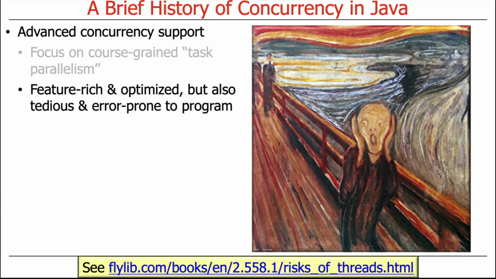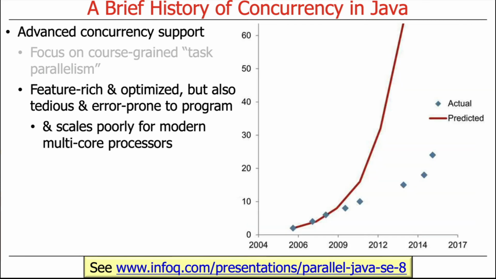These primitives are feature-rich, they're very optimized, but they're also tedious and error-prone to program, which can be inconvenient. The other problem with this style of programming is it doesn't scale up very well on modern multi-core processors, where we have a lot more than 2 to 4 cores. Just as an example, my humble MacBook here has 10 cores, which is pretty cool. But if you take a look at server class machines, they can have dozens of cores. Unfortunately, the ability to take advantage of the cores was being left behind because the programming techniques of the day were not sufficiently scalable to make them work.